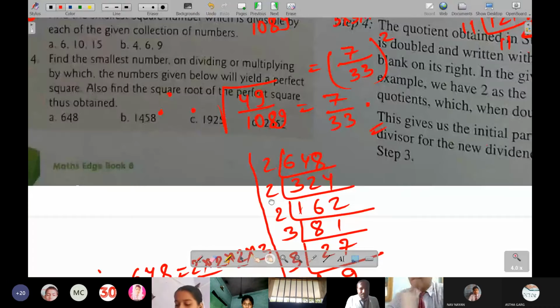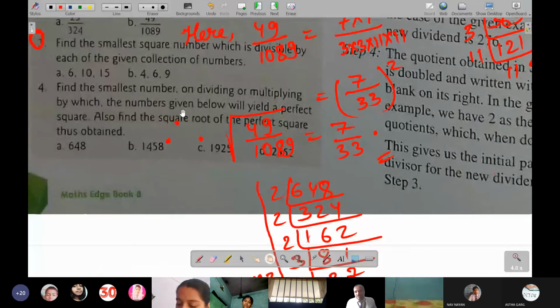The number given below, also find the square root of the perfect square first obtained. So the perfect square is 1296 and its square root is 36. So there were 3 numbers. 1296 was also there, is it?